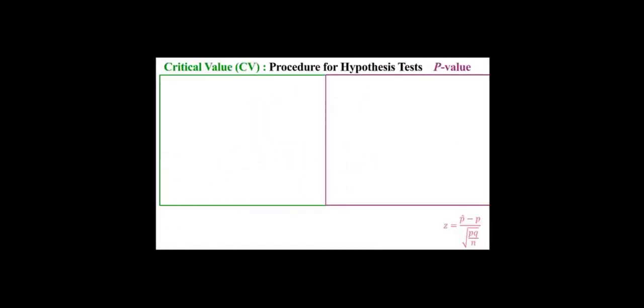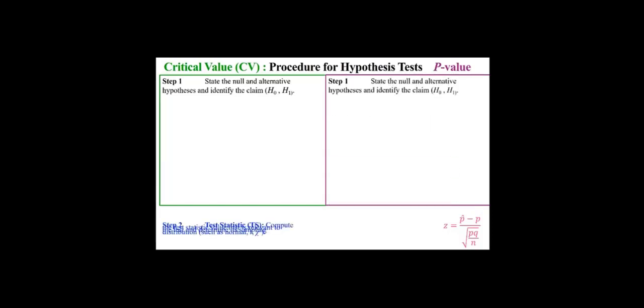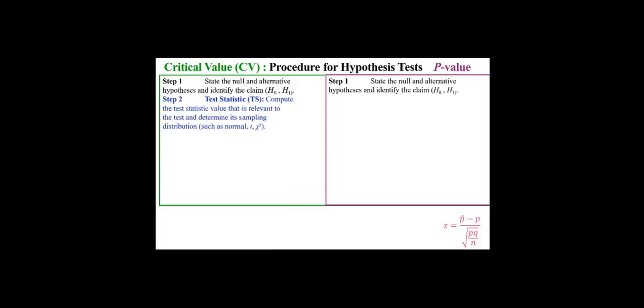The procedure was discussed previously, so let's quickly look at it. We have the null and alternative hypotheses, H0 and H1, the same thing for the p-value method. Then we go with the test statistic. That means depending on what we are testing, we use a different test statistic. In this section, we are dealing with proportion. So the bottom right has the formula for the test statistic. z is p hat minus p over the square root of pq over n. We do the same thing for the p-value method.